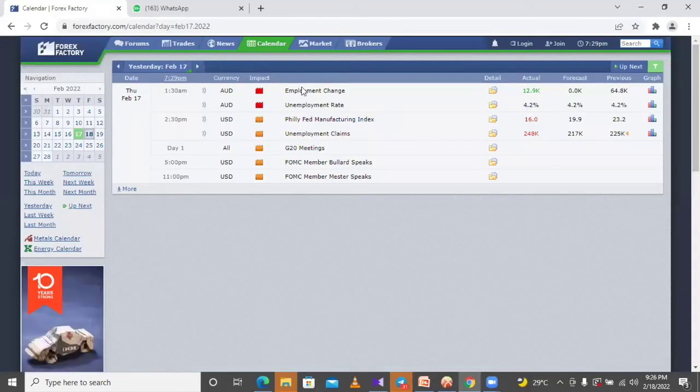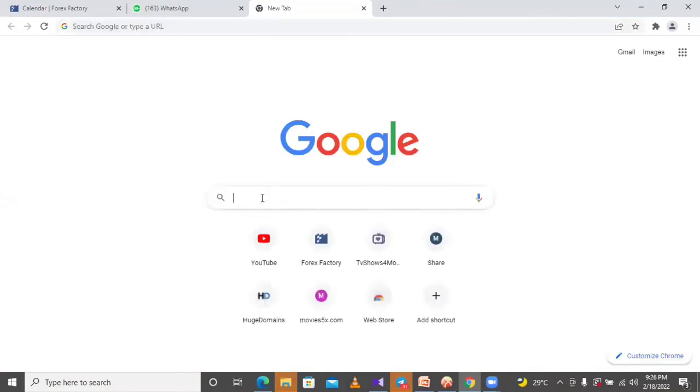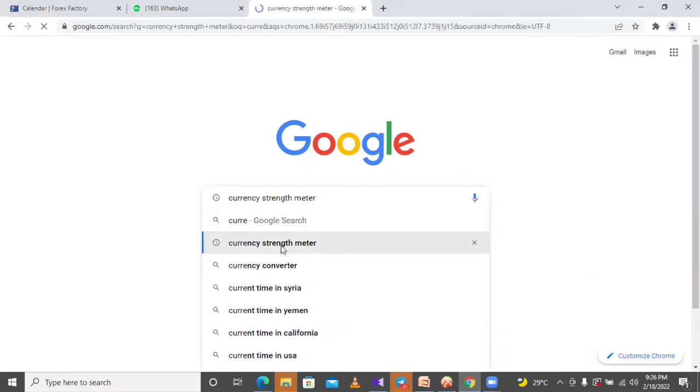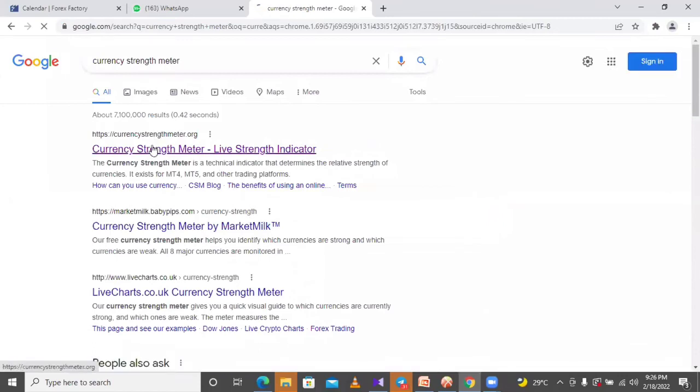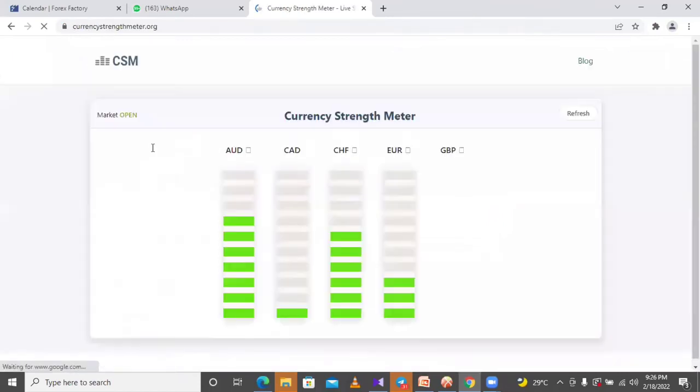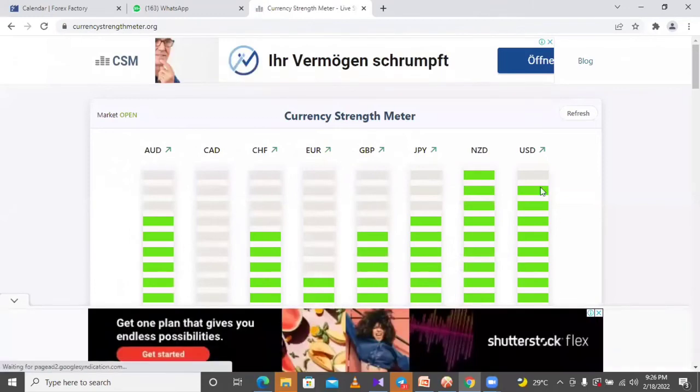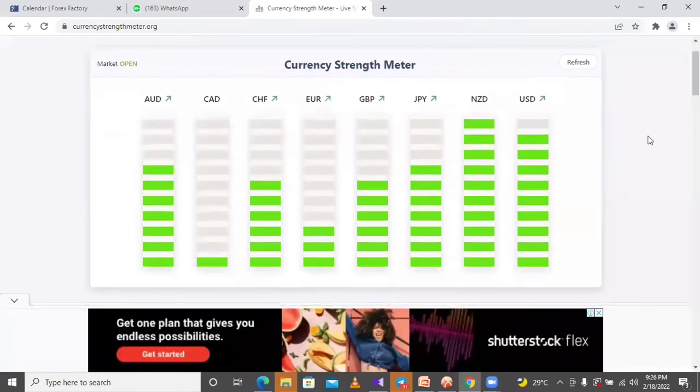currency strength meter. So you want to go to your Chrome browser or whatever browser you're using, and you click on this, you write currency strength meter. Come down here. Now, what this does is that it basically shows you the strength of every one of the major currencies at a particular time frame.